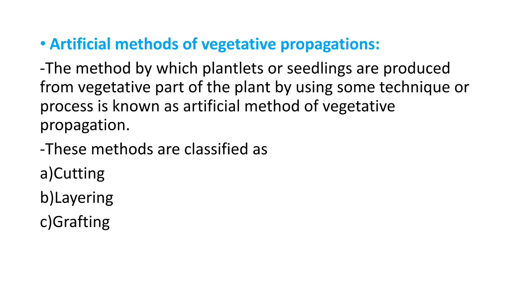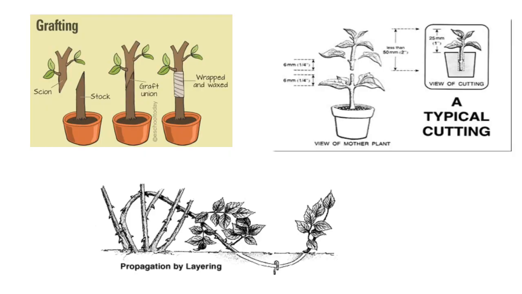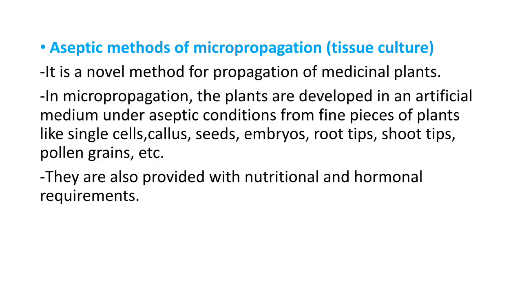Next, artificial method of vegetative propagation. The method by which the plantlets or the seedlings are produced from the vegetative part of the plant by using some technique or a process is known as the artificial method of vegetative propagation. These methods are classified as cutting, layering, and grafting. The images are as shown below of the three methods: grafting, cutting, and layering.